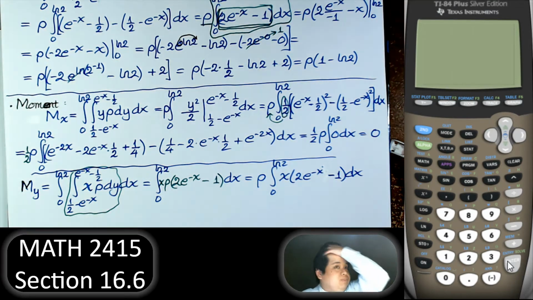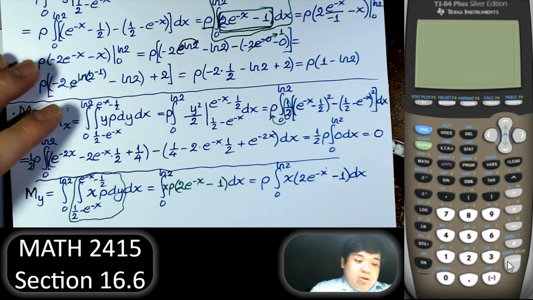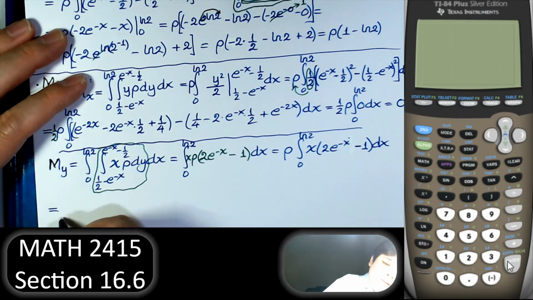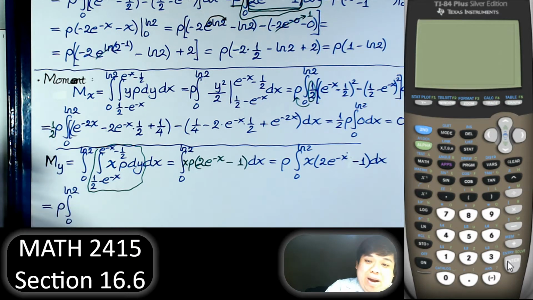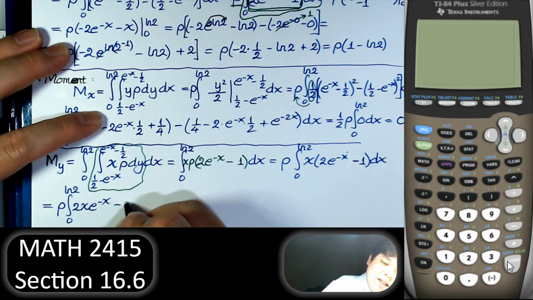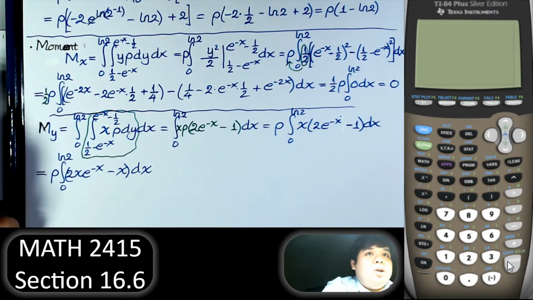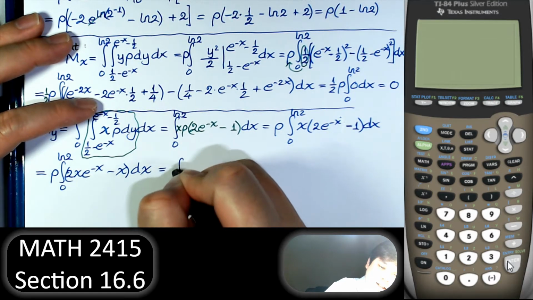Now this is still bad because x and e to negative x, that is integration by parts. I will multiply it out though. Rho, 0 to ln of 2. Yeah, hopefully the remaining problem in this section is not this long. So I have 2x e to negative x minus x dx. Alright. I will split this.